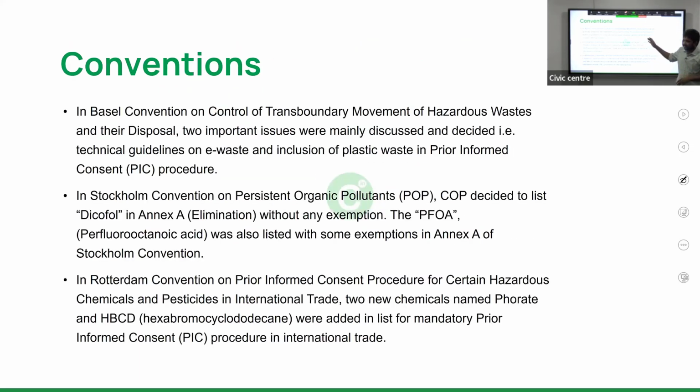This BRS convention is often in the news: Basel convention, Stockholm convention, Rotterdam convention. I think you might have read about the Stockholm convention on persistent organic pollutants, in the context of banning endosulfan. Whereas the Basel convention is related to the control of transboundary movement of hazardous wastes. Whereas Rotterdam is related to prior informed consent for the movement of certain hazardous chemicals.